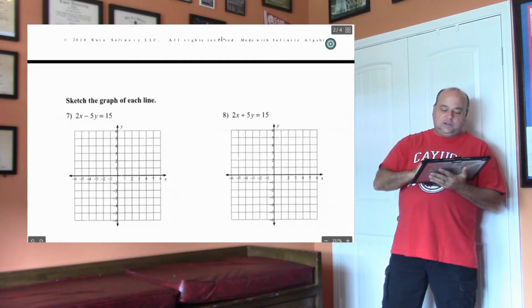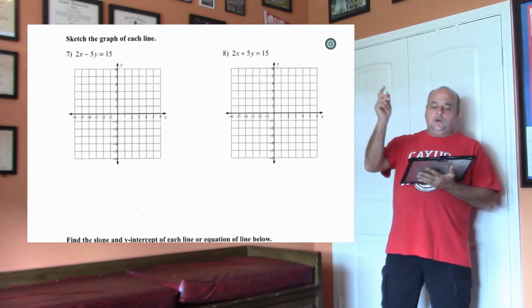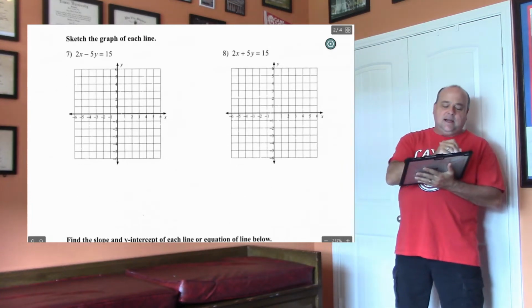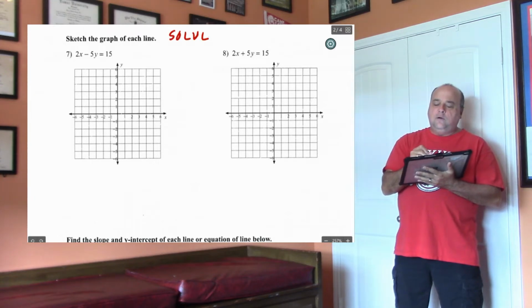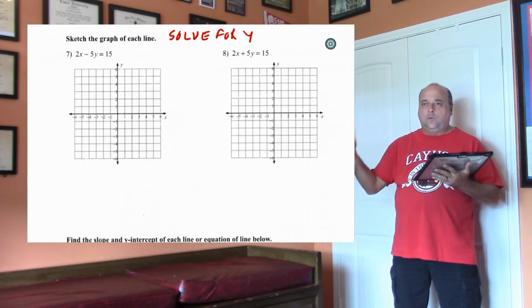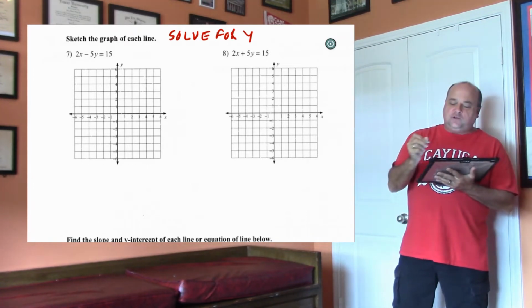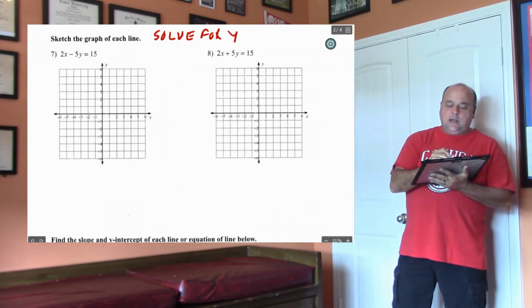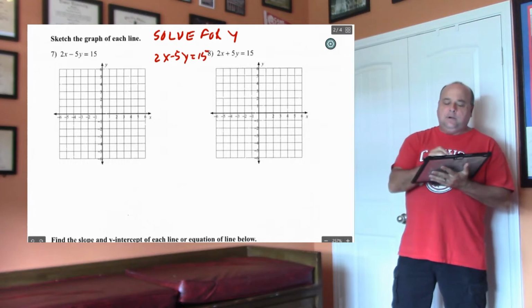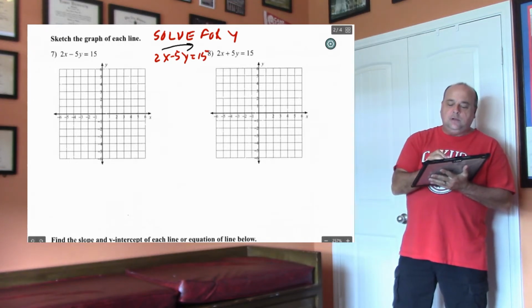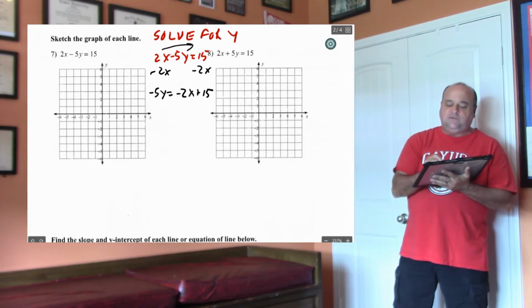Okay, you can do number 6 on your own. Let's go to number 7. Write this down. Solve for y. Make sure you solve for y. Then use your y-intercept and your slope. Okay, so on this one, I'm going to do the work to the left. I'm going to write down 2x minus 5y equals 15. I'm going to move over the x first. So I'm going to do minus 2x, minus 2x. I'm going to get -5y equals -2x plus 15.